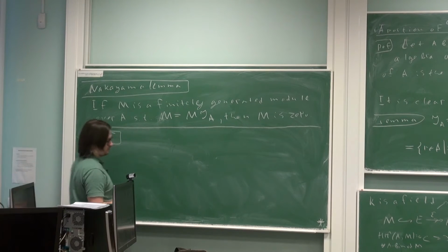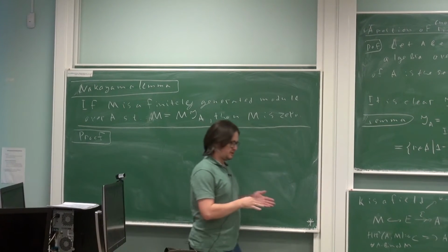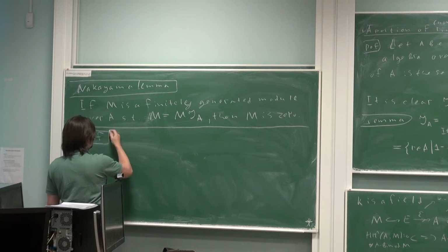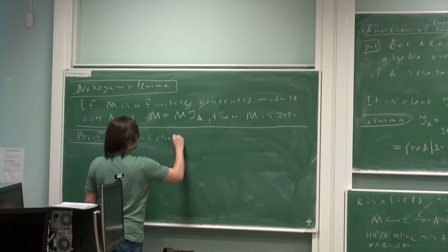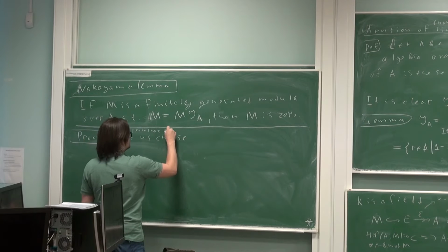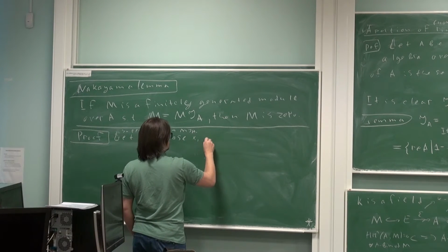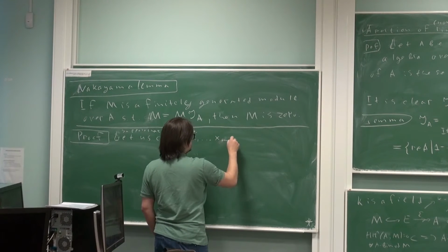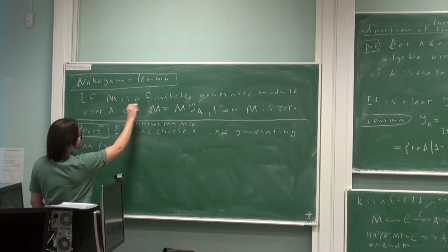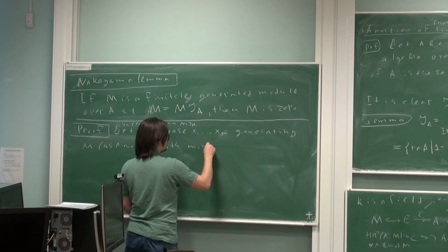So the proof. Suppose that M is generated by, so M is finitely generated, so we can choose some set of generators of M. Let us choose a set of generators of M with minimal number of generators. So suppose that M is equal to M J(A). Let us choose x1, and so on, xm, generating M as a module, of course, a finite generating set of the module with minimal m.